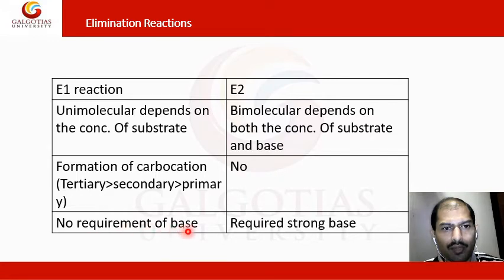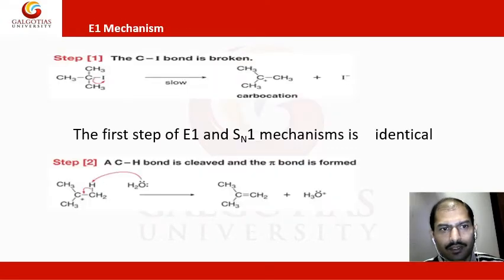and no requirement of base in case of E1, but here a strong base is required. So these are the conditions to keep in mind once you see the E1 and E2 reactions. Here, in the E1 mechanism, if you see the case of this tertiary butyl iodide, any halogen you can take here in place of iodine.